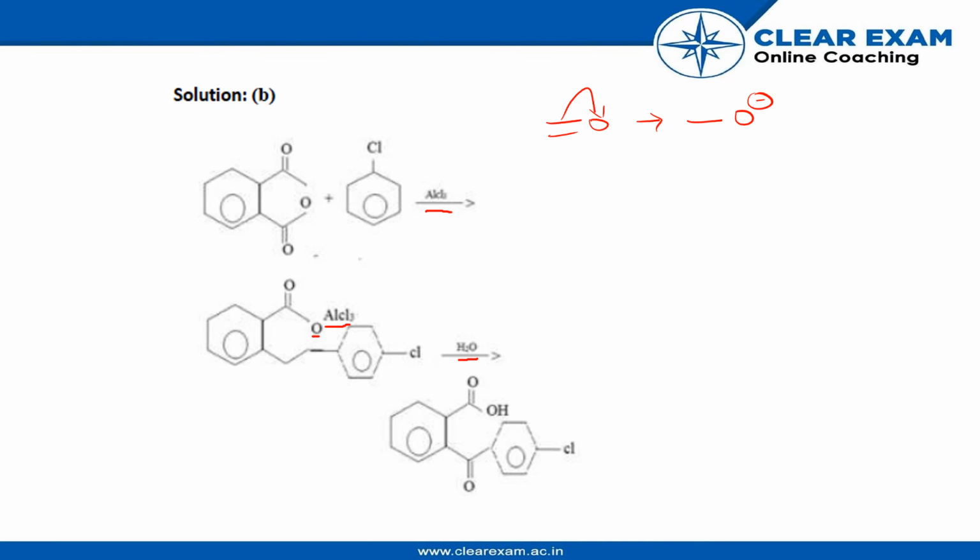the product, the AlCl3 gets replaced with H and we again obtain the double bond O at its prior position, giving us the solution as option B.